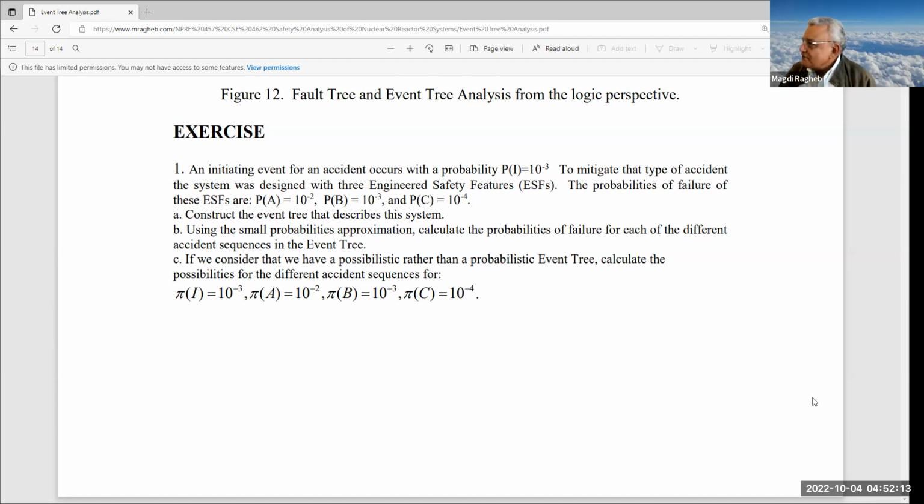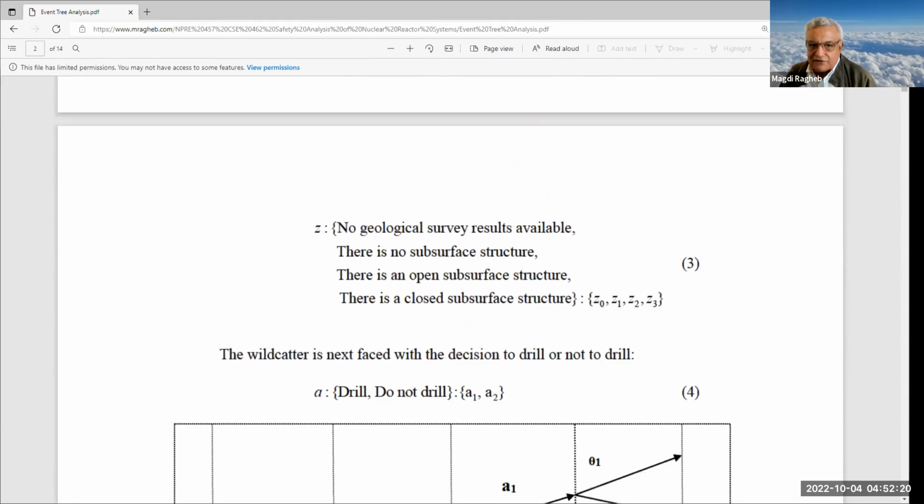And here we have learned another method for basically the probabilistic design of any complex system, not necessarily just nuclear power plants.